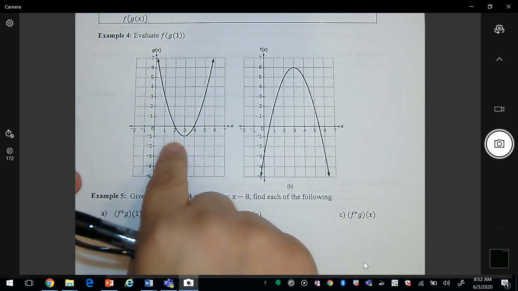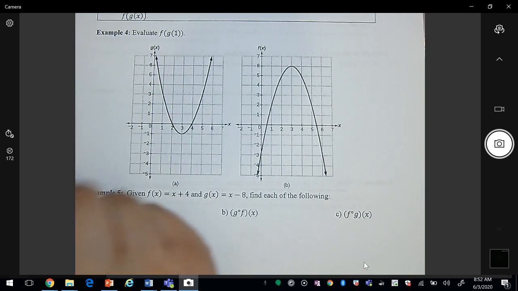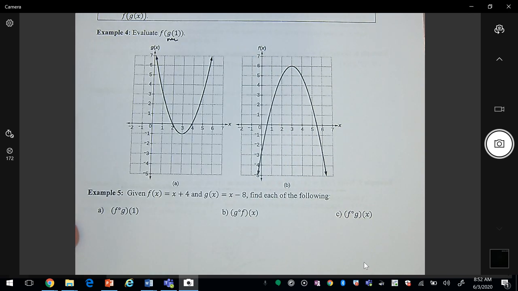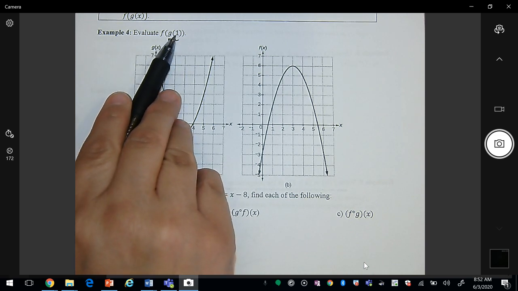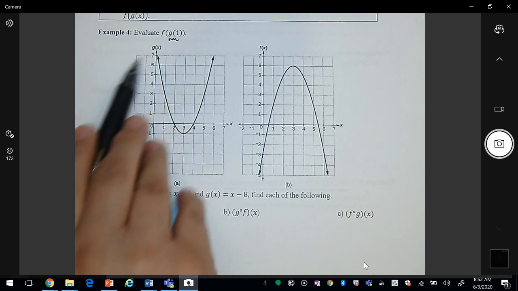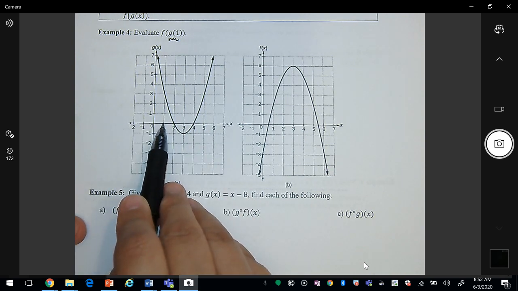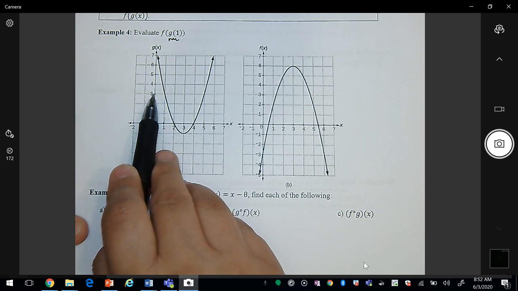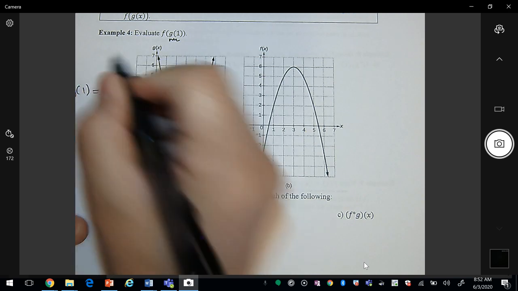So given two graphs, we want to evaluate f of g of 1. The first thing you want to do is the parentheses inside. So we have g of 1. Here's our function g. The 1 is x. So we go to the x-axis, locate 1, and then see where it touches the graph. We go up, and we can see that g of 1 is equal to 3.